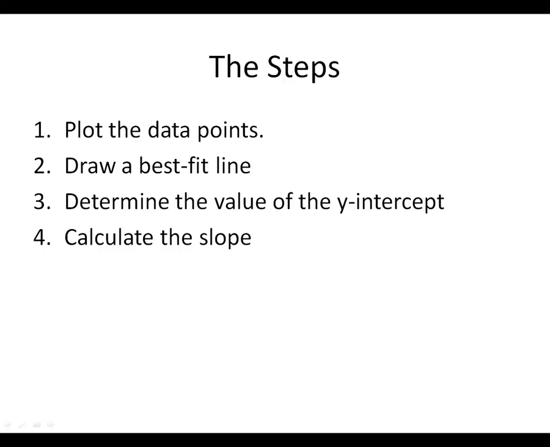So two, how do we do that if we're doing this by freehand? The best way to do a best fit line is to draw a line such that about half the data points are above it and half of them are below it. Now that we have the line, you'll go ahead and determine the value of the y-intercept. And last but not least, we will calculate the slope.